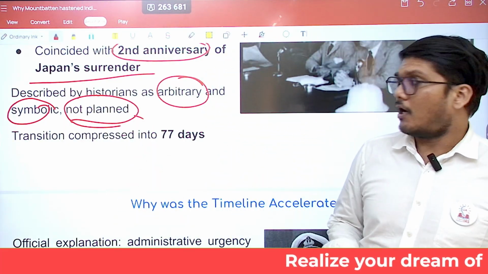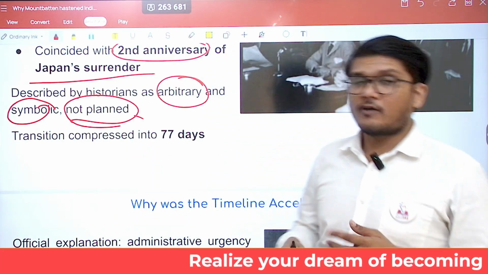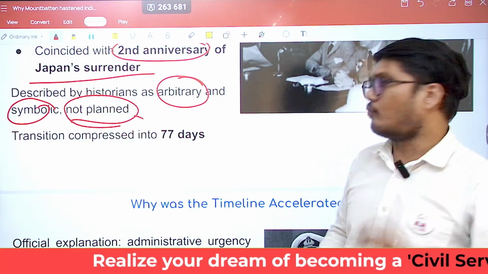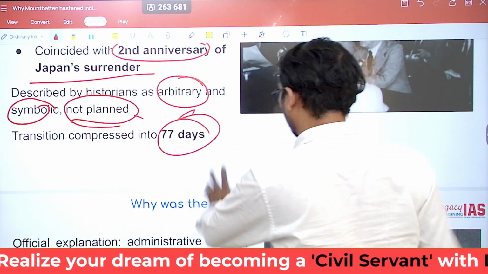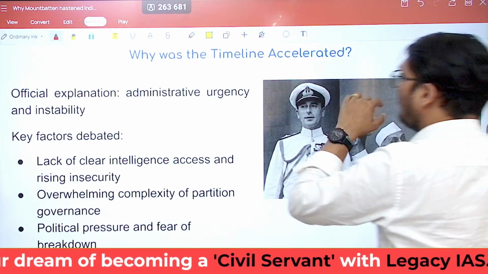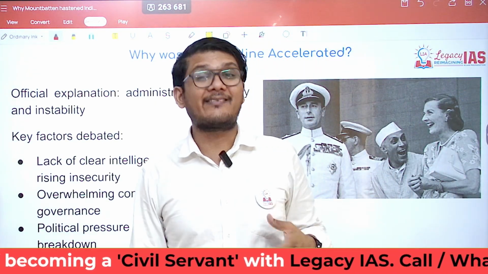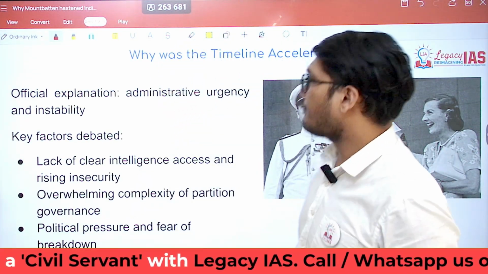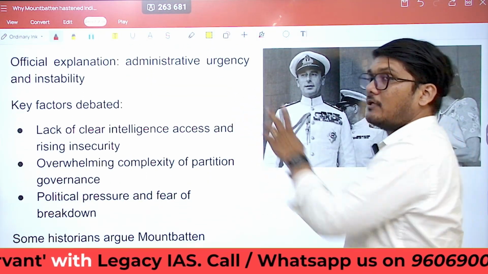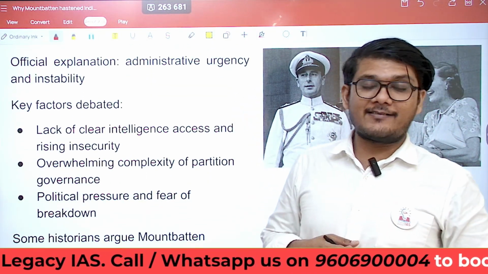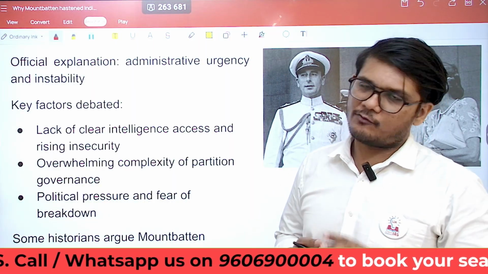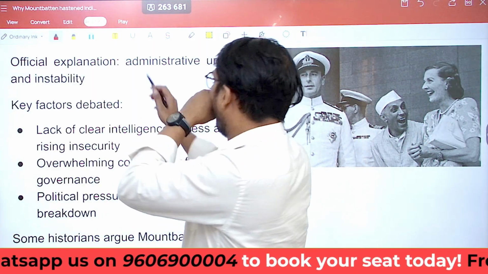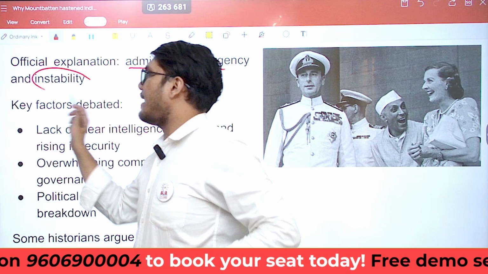Now, this entire transition was compressed, as I said, into just over 2 months, 77 days. Now, the question is, why was the timeline actually accelerated, meaning sped up? There can be multiple reasons, but let's see what the official explanation that was given: administrative urgency and instability.